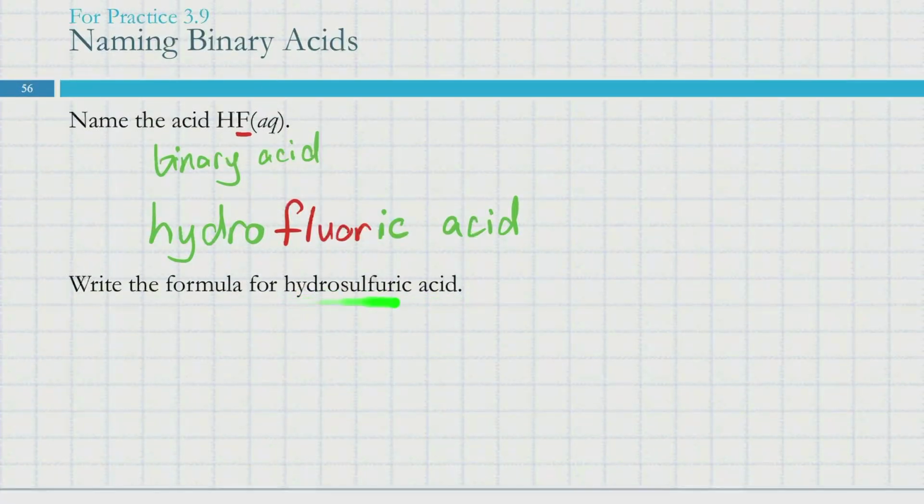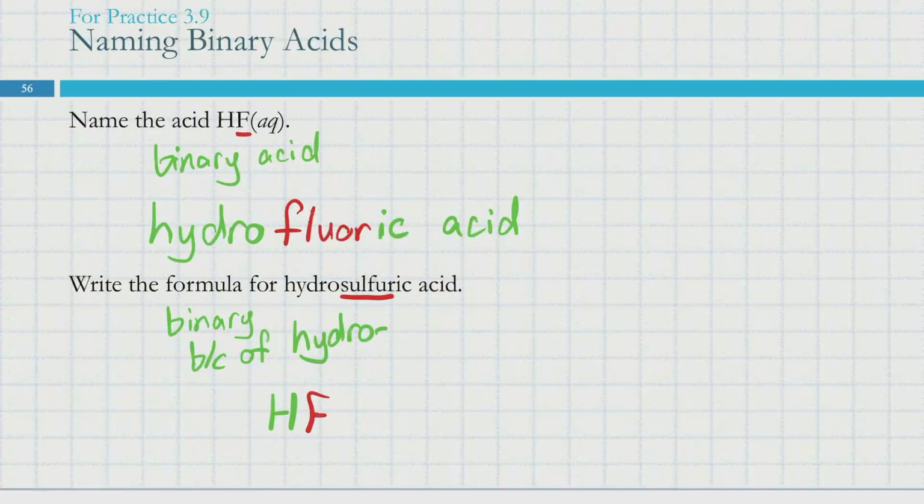All right, and then we want to write the formula for hydrosulfuric acid. What kind of acid is hydrosulfuric acid? It's a binary acid. How do we know it's a binary acid? Because of the hydro prefix. We also know it's a binary acid because it says at the top of the slide, naming binary acids. And then we've got what element? Sulfur. This is hydrosulfuric acid. Since it's got that hydro prefix, that means that we've got an H in front. And then we don't have F, we have S.